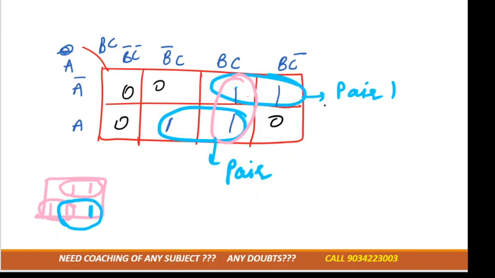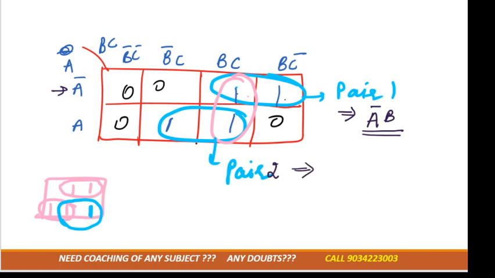Now you have to do naming. Tell me the naming for pair 1 and for pair 2. Which thing is common for pair 1? If you see from the right hand side, A bar is common. If you see from the up side, is B common or C common? B is common. So C and C bar would be cancelled out. Okay, so this is the expression for pair 1.